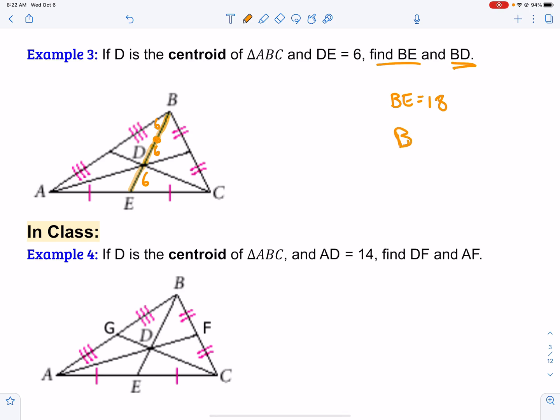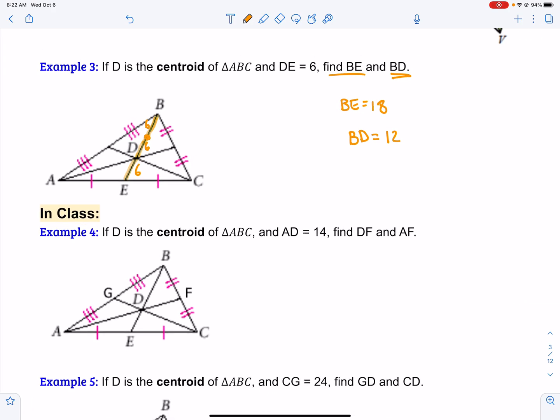My pen is not working, but I'm trying. Let's see. BD would equal 12, because you can just add 6 and 6 together. Let me try to write that a little bit better. All right, BD equals 12. Okay, so that's it for centroid properties and some examples of centroid.